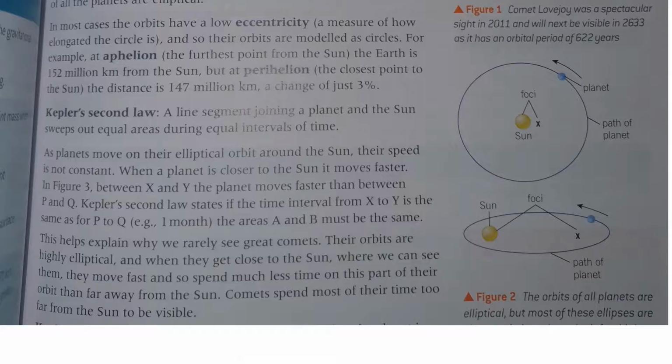Right, so this is from the book. In most cases, the orbits have a low eccentricity. So most planetary orbits are close to 0. The eccentricity of the ellipse is close to 0, as in very low. Pluto, for example, will have a high eccentricity.